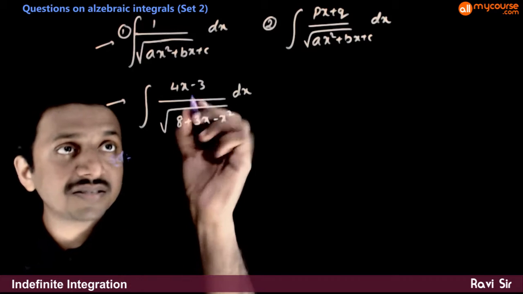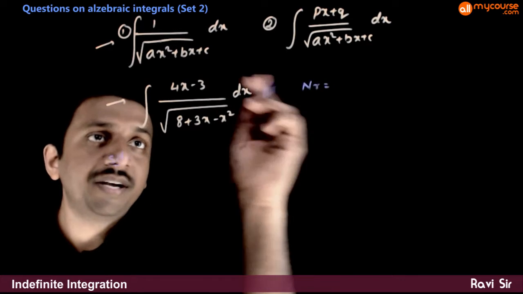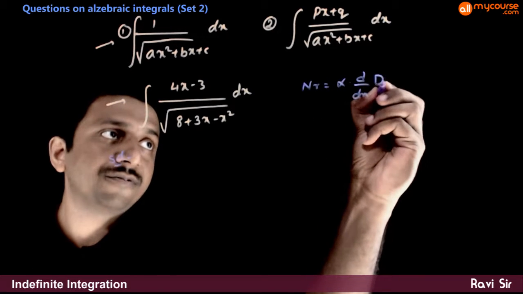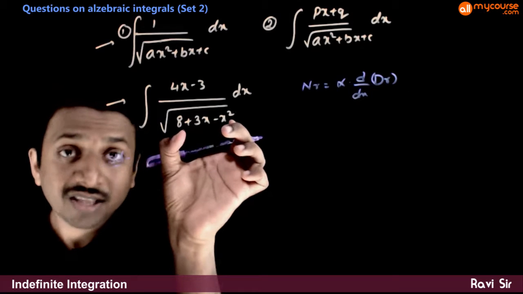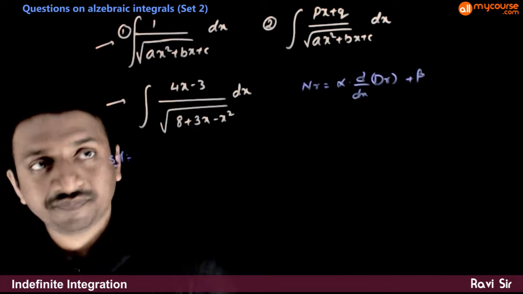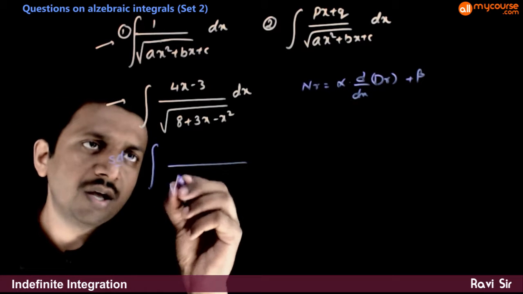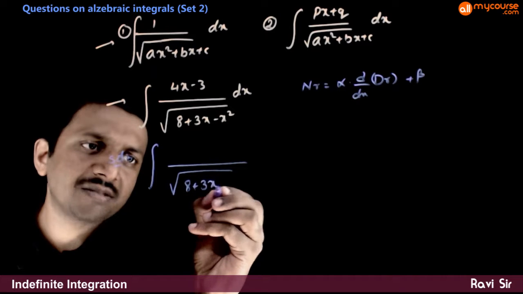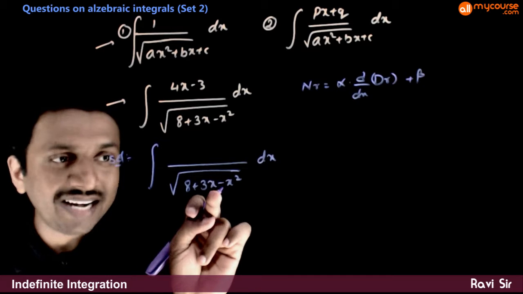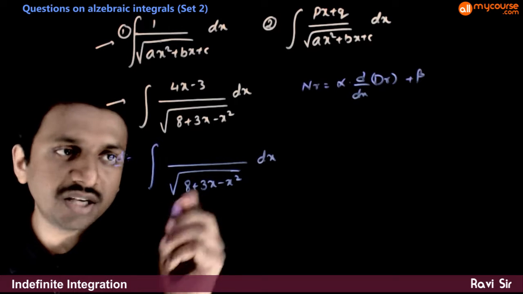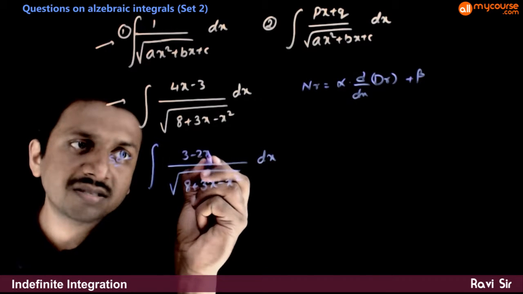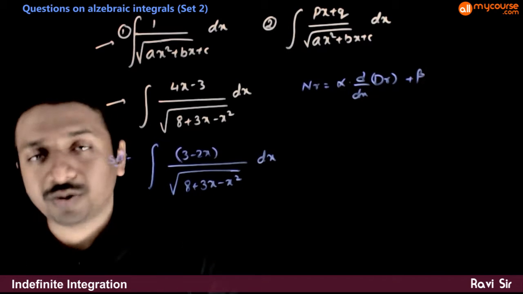So what you need to do is try to express the numerator as some alpha times d by dx of the quadratic in the denominator, plus some other constant beta. To do that, root of 8 plus 3x minus x square is there in the denominator. So first, we write the differentiation of this. What is the differentiation of the quadratic in the denominator? 3 minus 2x, right? 3 minus 2x.